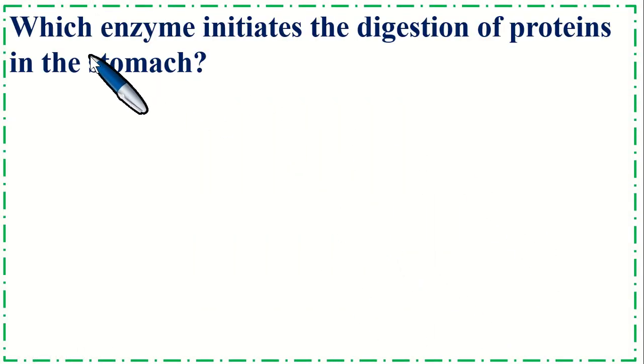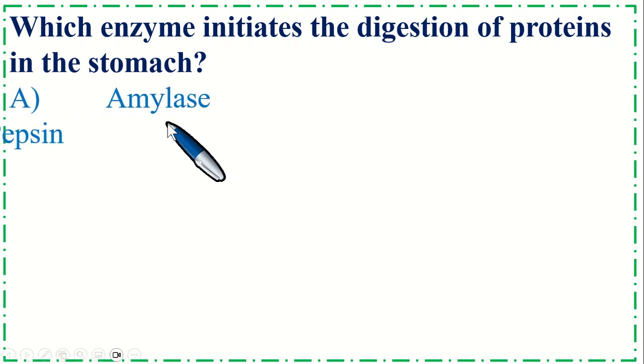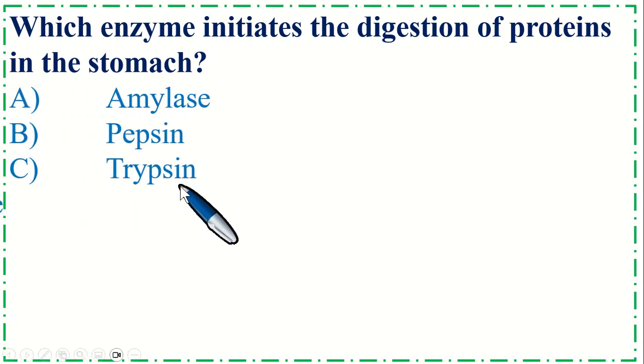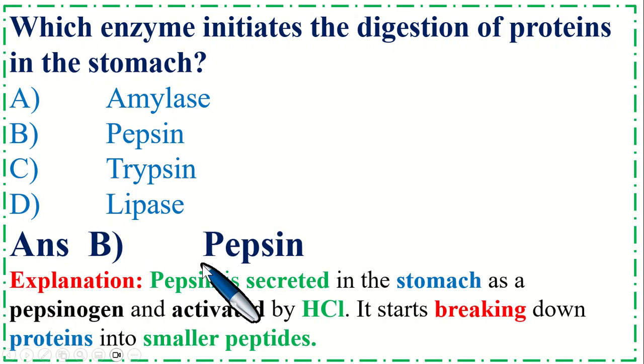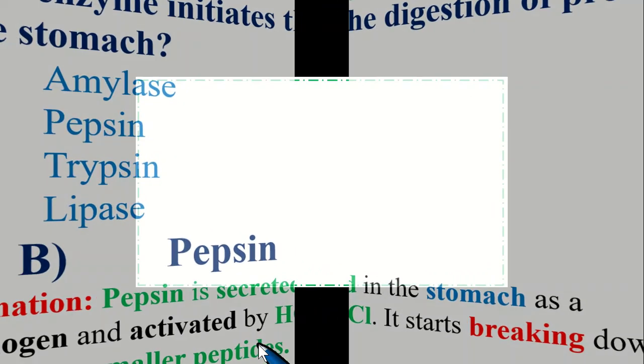Dear student, this is a very important MCQ. Which enzyme initiates the digestion of proteins in the stomach? Option A amylase, B pepsin, C trypsin, and option D lipase. So the correct option is B pepsin. Explanation: pepsin is secreted by the stomach as pepsinogen and activated by HCl. It starts breaking down proteins into smaller peptides.